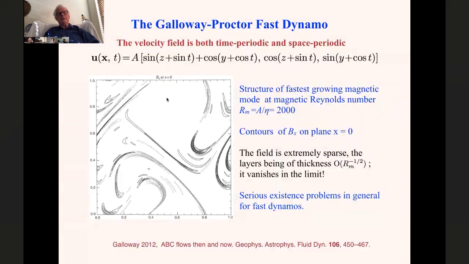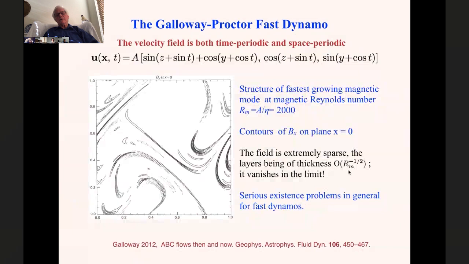It's almost 0 in these regions. It's non-zero only in very thin layers, which are roughly proportional in thickness to magnetic Reynolds number to the -1/2. Magnetic Reynolds number here is simply A over eta. A is the coefficient here. The length is non-dimensionalized in terms of the size of the box. So the field is extremely sparse. The Rm for this picture is 2000.